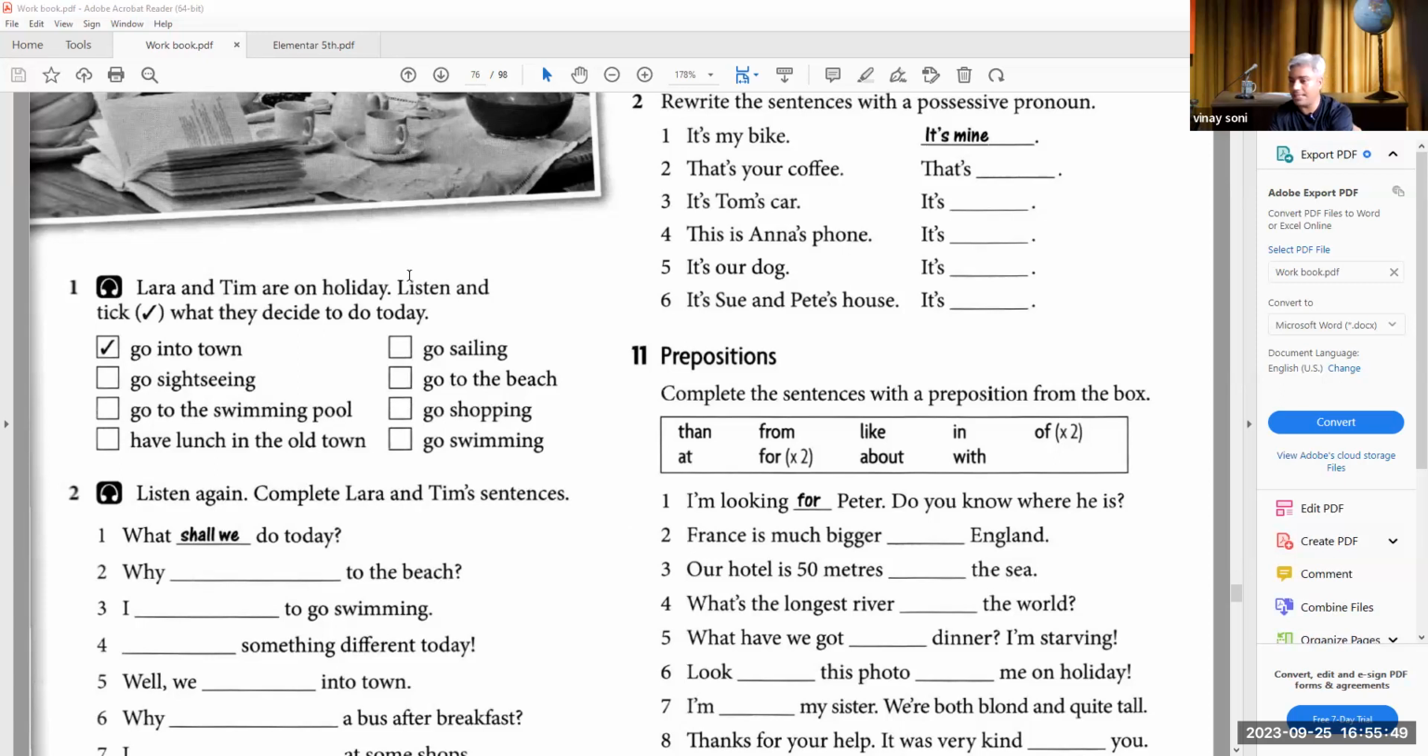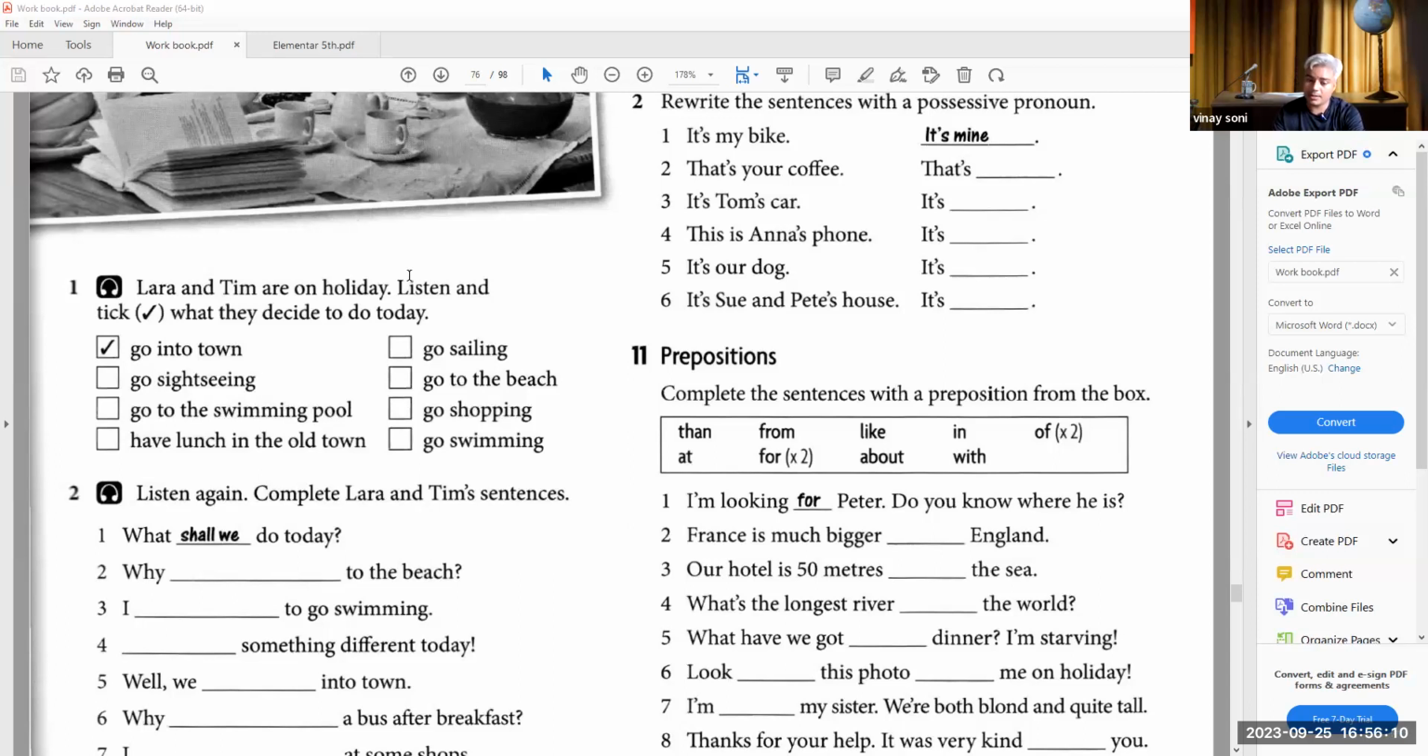So first, he accepted the wife's proposal. Let's go into the town center. Take a look at the shops. You do your shopping, buy the postcards and souvenirs you want to buy. And after that, we can go to the old part of town.